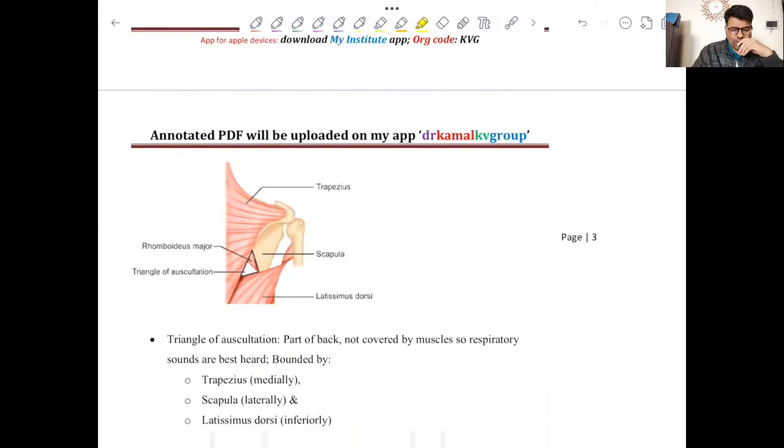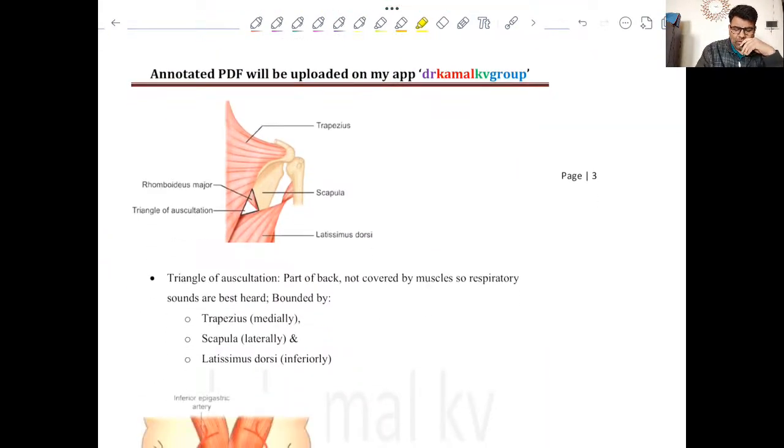Then there are certain triangles in the body. One is triangle of auscultation. Many times you must have observed that a physician always puts the stethoscope on the back of the chest.